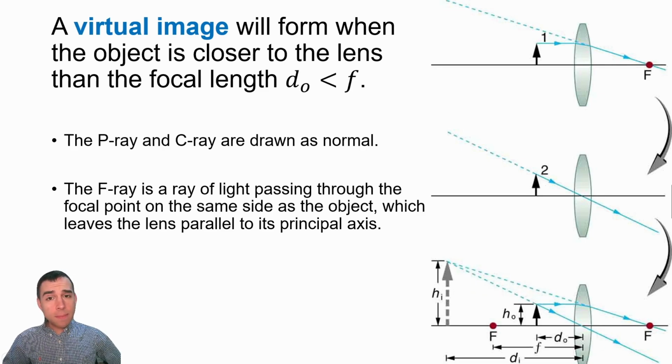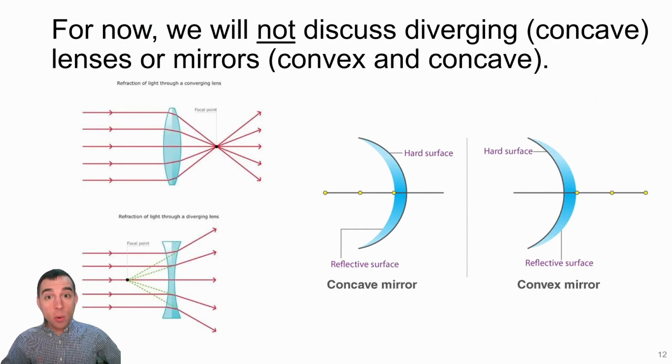So virtual images can be a little bit difficult to wrap your head around. Hopefully we'll be able to address this in class. We haven't even covered the idea of diverging lenses, which is basically the opposite shape of a converging lens, or mirrors and how mirrors are used to form images.